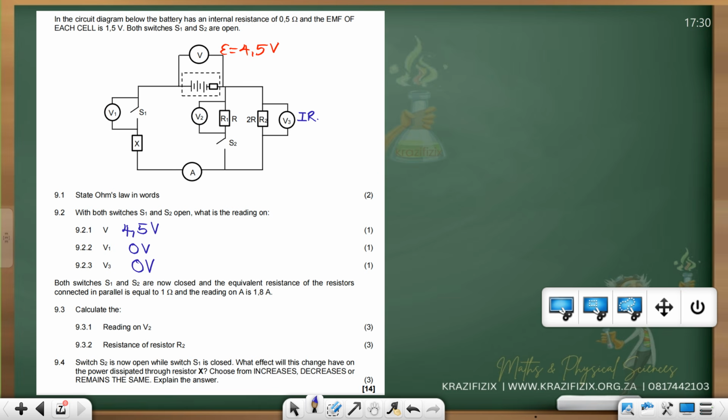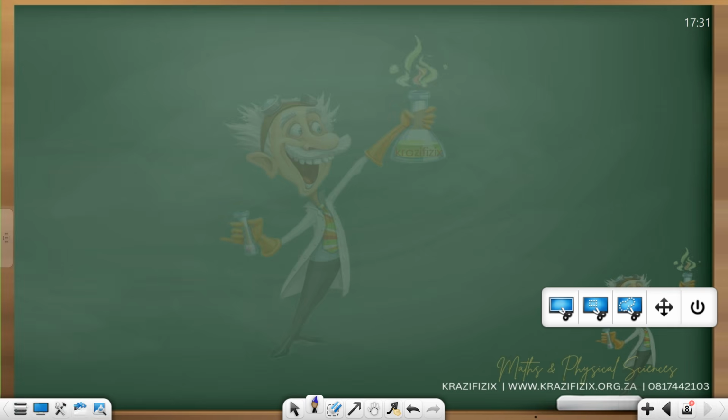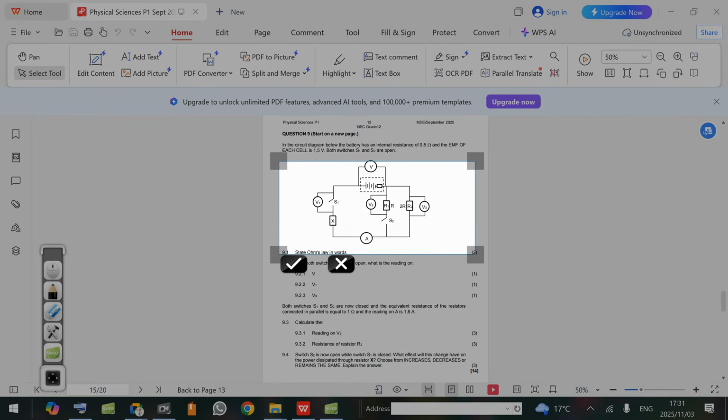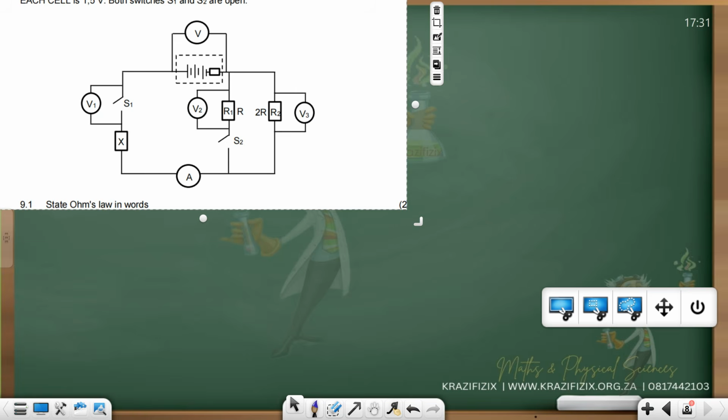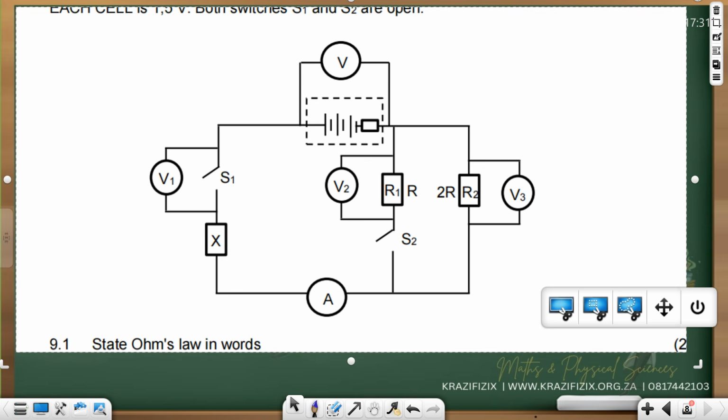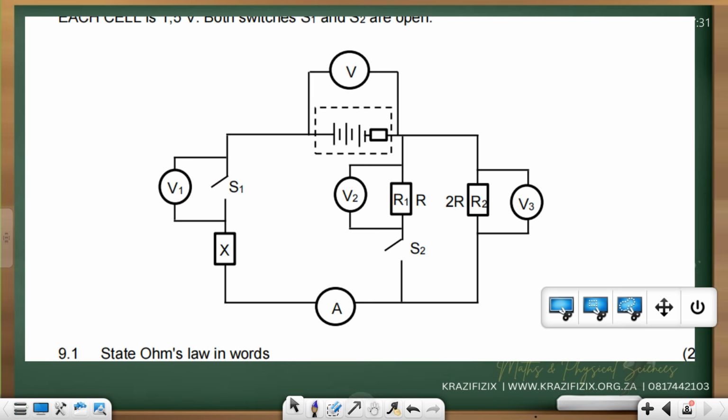Both switches S1 and S2 are now closed, and the equivalent resistance of the resistors connected in parallel is equal to 1. Okay, so they are closed. So R1 and R2 are now 1. Now, please, guys, let me do something here. This is what I like to do when I have to deal with a circuit. I like to write on it, write what I know on each of them. Okay, what do we know? They said they are now closed, right? Let's close it.